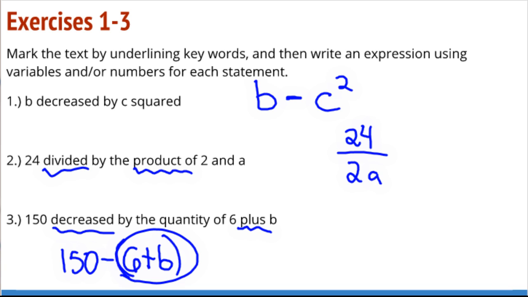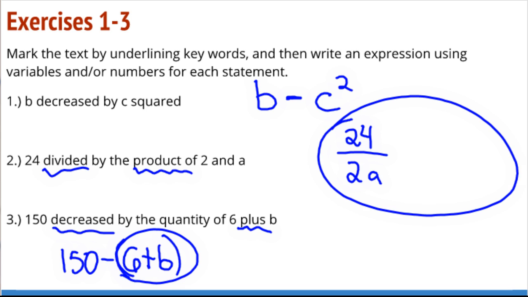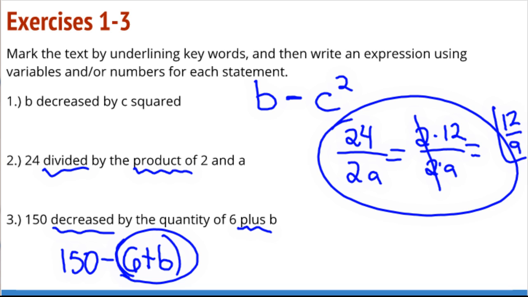Oh, I should step back here for a second. My eyes were looking here at this problem. I noticed the greatest common factor of these two is 2 and 2, and I would be left with 12 divided by a if we wanted to simplify that down.